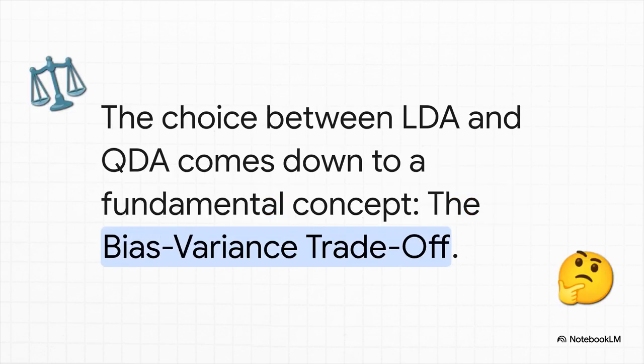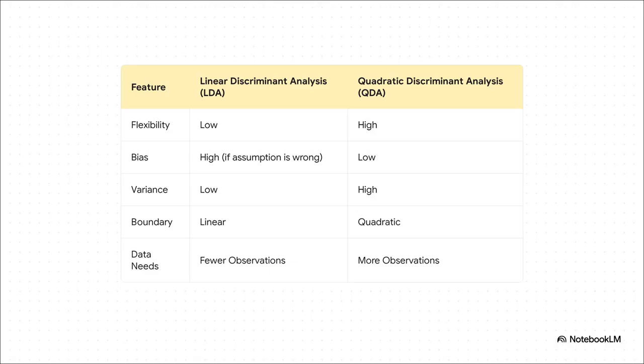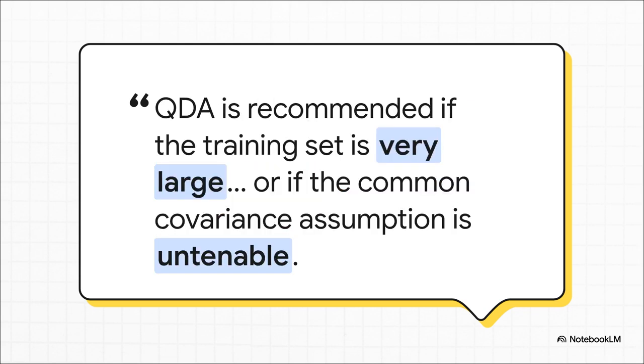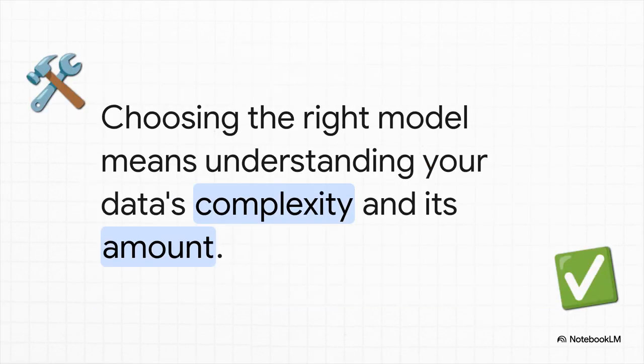So which one should you actually use? It all comes down to the classic bias-variance trade-off. Let's break it down. LDA is simple and stable. QDA is much more flexible. Basically, if you don't have a ton of data, LDA is usually the safer bet. But if you've got loads of data, QDA's flexibility might capture the real story much better. So it's really about matching the tool to the job: how much data you have and how complex it is.